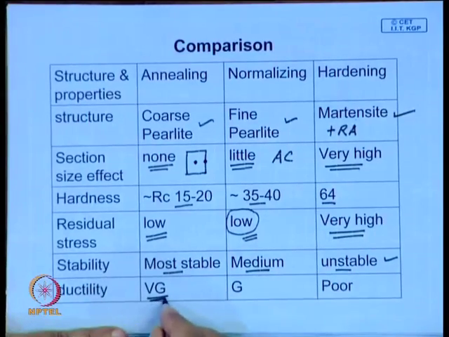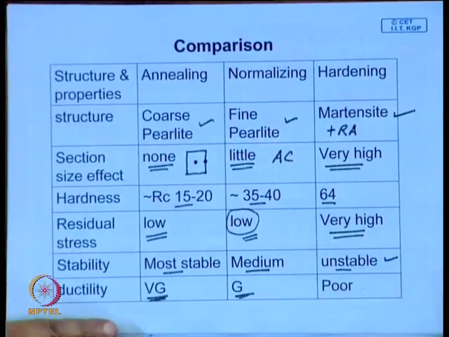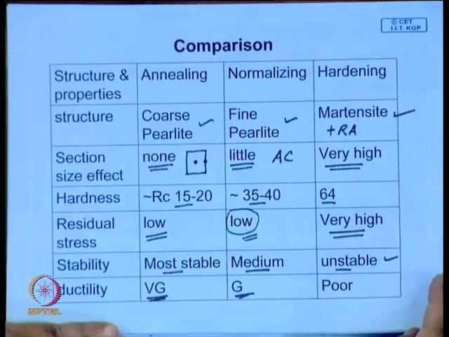Ductility in this case will be very good, it will be medium good, and here this will have a very poor ductility. In fact, this high carbon martensite is very brittle.